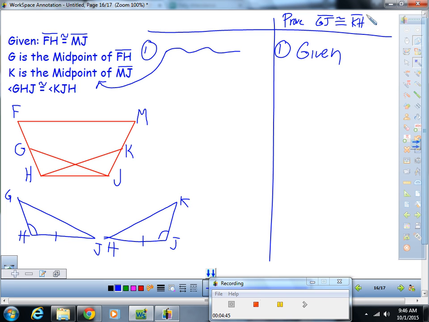Okay, so what I'm going to say, since FH is congruent to MJ, and point K and G are the midpoints of both of those, then I can say directly that GH is congruent to KJ, and that is not definition of midpoint, that is segments division. Okay? So, I'll say GH is congruent to KJ by segments division.